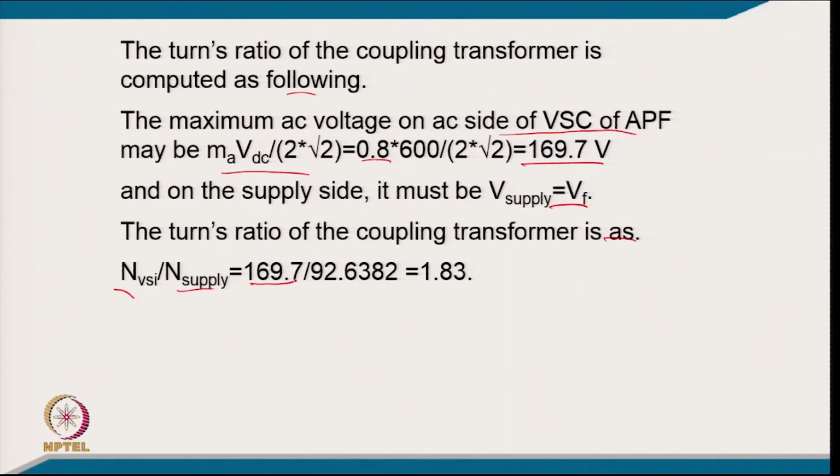So, this is the voltage the inverter can generate, 169.7 volt, and this is the voltage which we have to inject into the supply. So, this is 92.6382. So, the turns ratio comes to 1.83 or so.